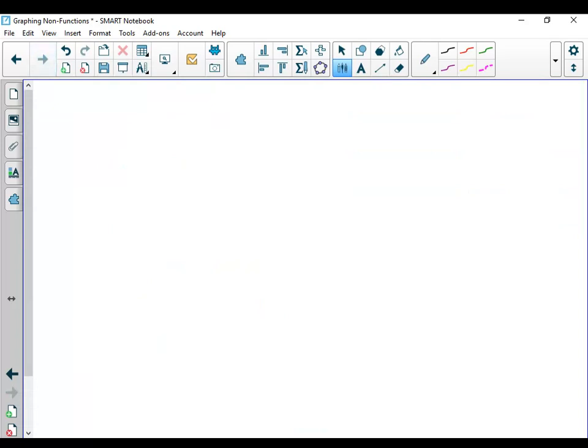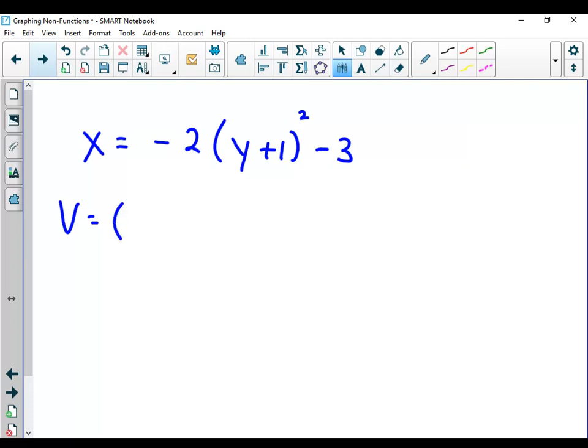So if I gave you this equation and I asked you to describe it, if I said, where's the vertex of this located? What would be the x value, first of all, of the vertex? Be careful, because the negative 1 is part of it, but that's for the y value. What would the x value be? Positive or negative? Negative 3. So the vertex would be at (-3, -1).